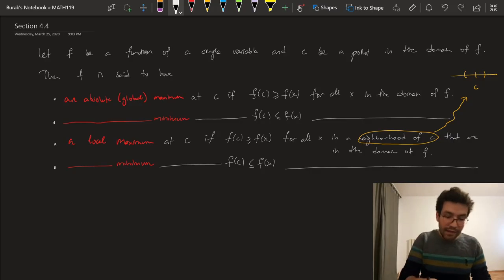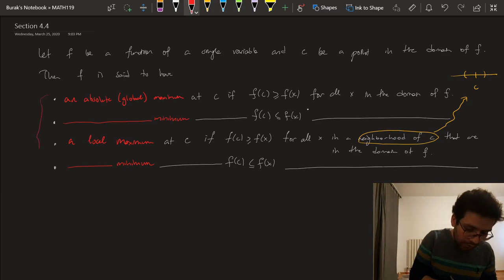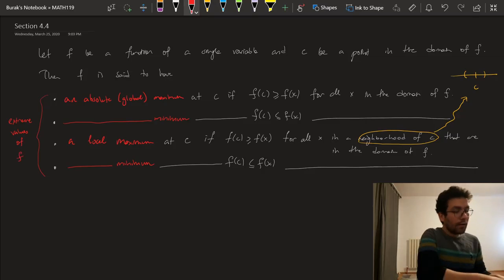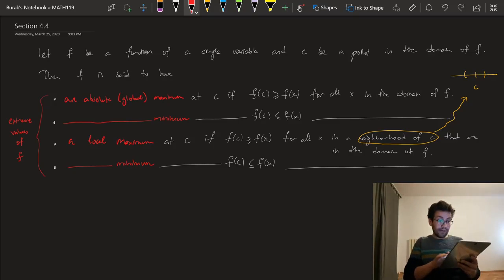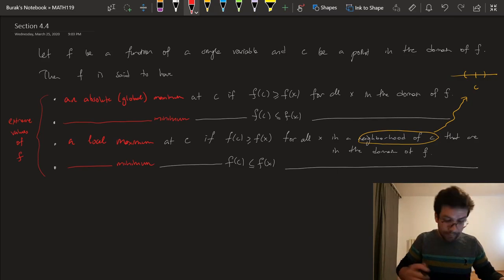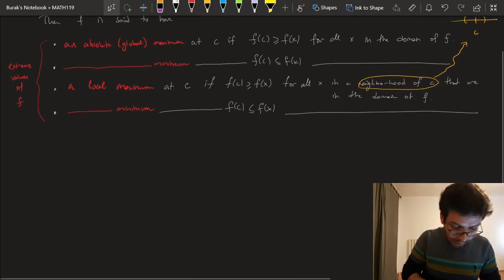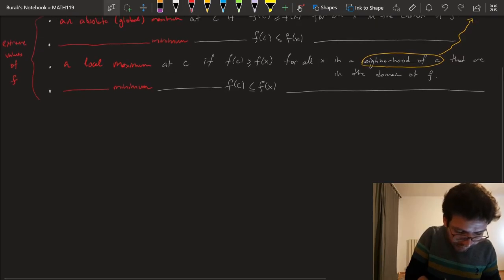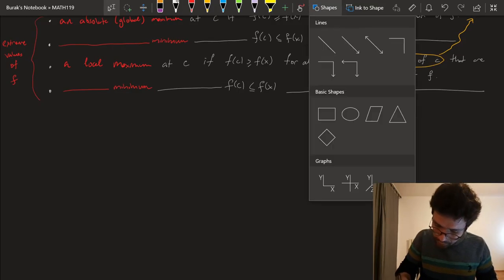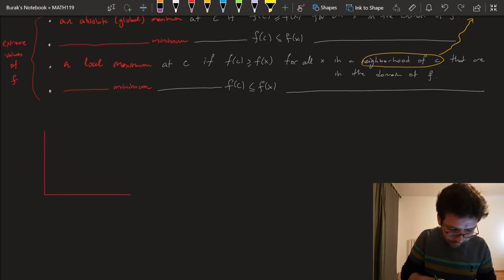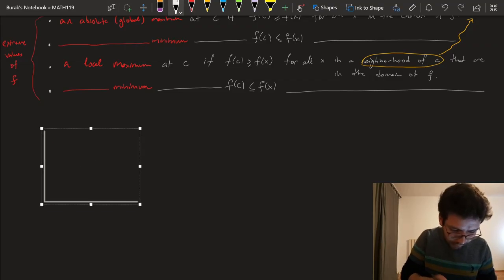So when I say extreme values of a function, I mean these. These are called the extreme values of f. Now, let me draw a picture where I explain these notions. That's fine. Let's draw such a picture.